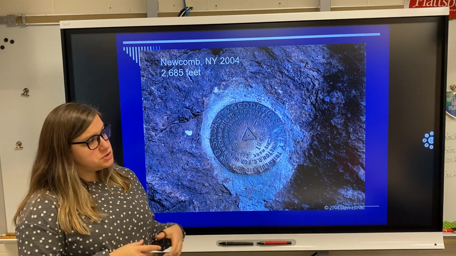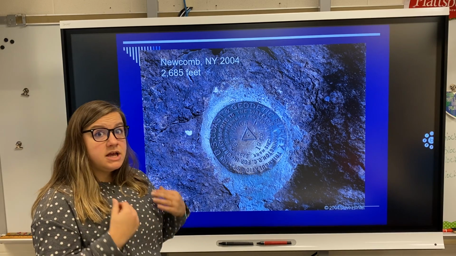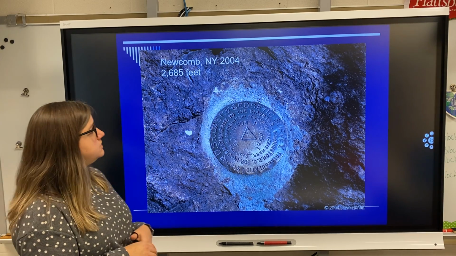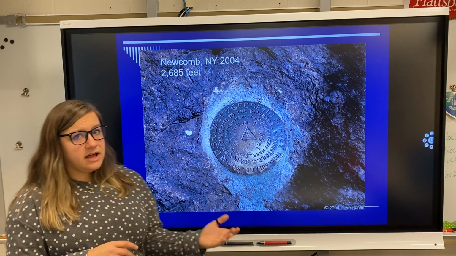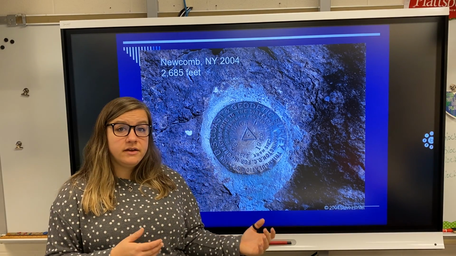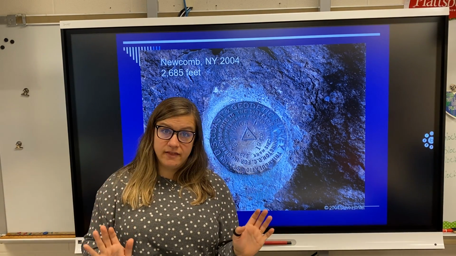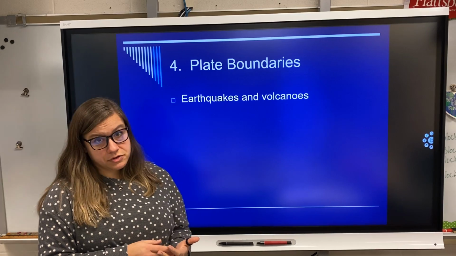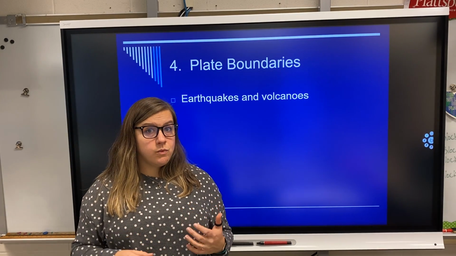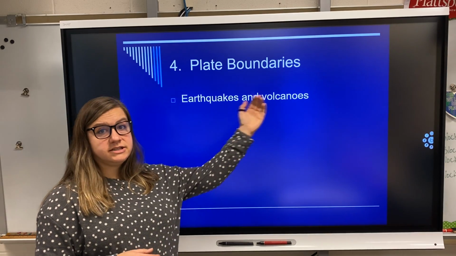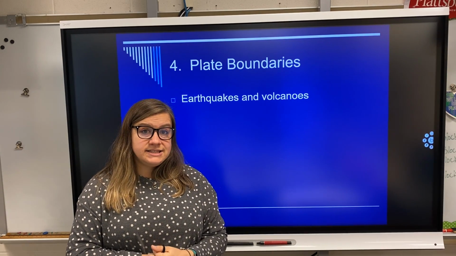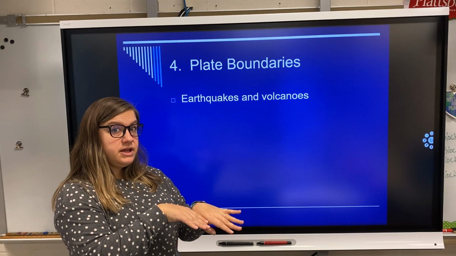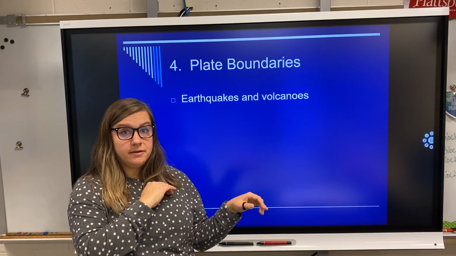And by slightly, I mean really, really slightly. However, if we were to measure this benchmark 1,000 years from now, or 10,000 years from now, it might not be in the same exact spot that it is now. So we have these benchmarks to be able to tell if things are getting larger, if they're getting smaller, if they're moving east, west, north, south, anything like that. Then we have plate boundaries. Wherever there is a plate boundary in the world, usually there are going to be earthquakes and volcanoes. One plate boundary in the United States is the San Andreas Fault, which is a transform or strike slip plate boundary, and there are several earthquakes that happen there.